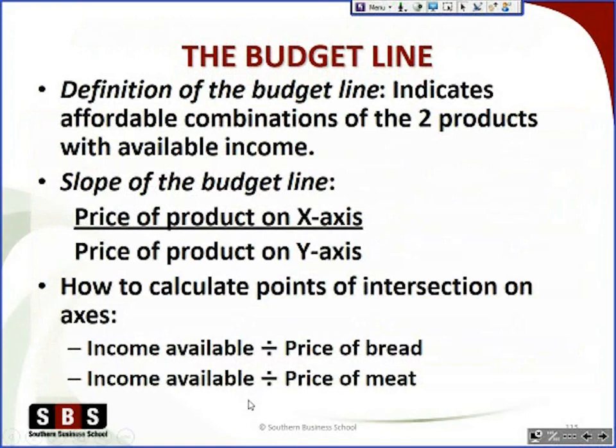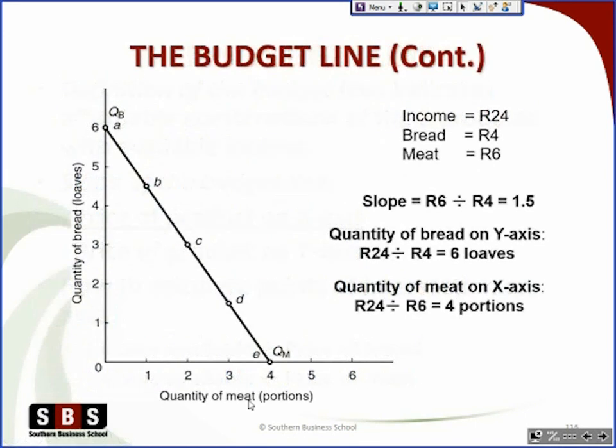But this is important for exam purposes. You're going to be asked maybe to draw an indifference map, but draw the budget line. Now there's the budget line there. That is a budget line. So you will be asked to put quantity of bread on the y-axis and quantity of meat on the x-axis. Maybe not those products, but other products. It could be any product. But you'll be told which product to put on what axis.